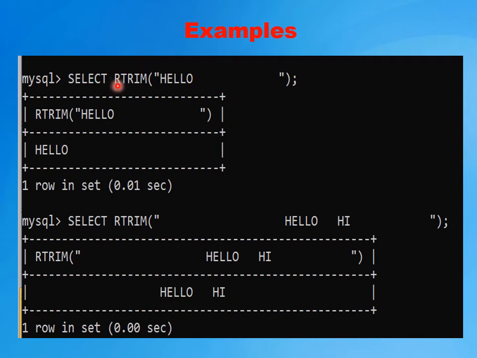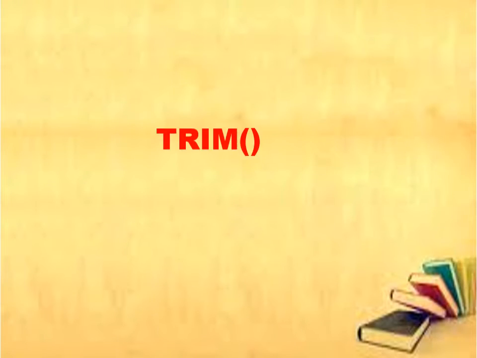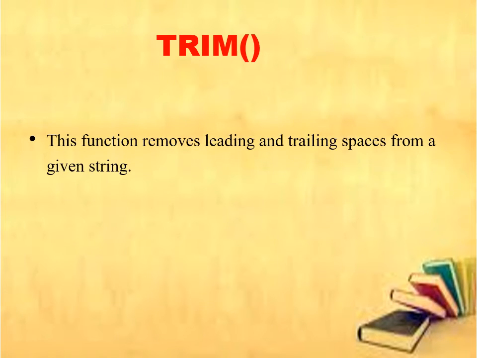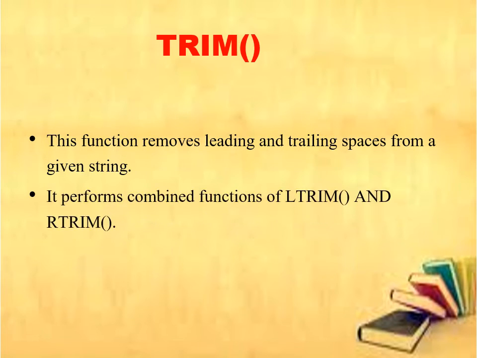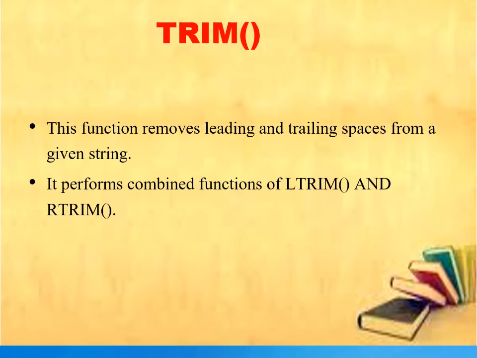Beginning spaces will stay as they are, because it is rtrim; it will trim the spaces from the right side, or end side, or trailing side. The trim function removes leading and trailing spaces from the given string. It performs the combined function of ltrim and rtrim.